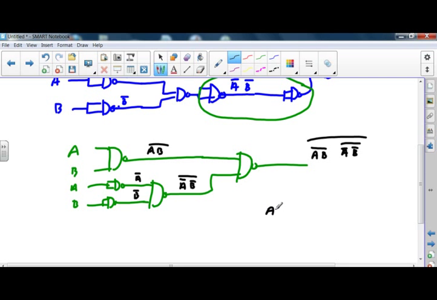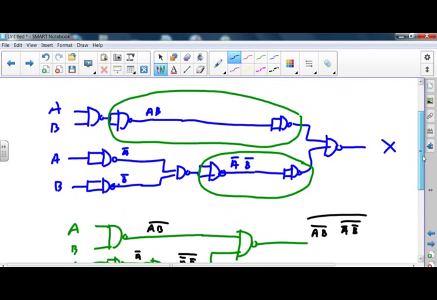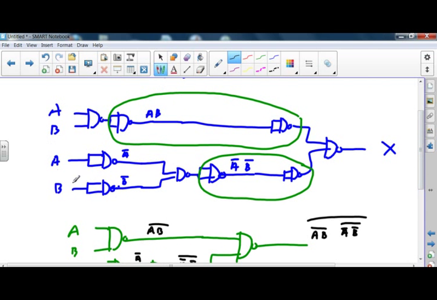So I've got A B double naught, or A naught B naught naughted naughted, A B or A naught B naught. I hope I'm looking for an exclusive NOR. Am I looking for an exclusive NOR? Yes, I am. Woo-hoo! So I did it. So pretty complicated right now. Isn't that great? No.